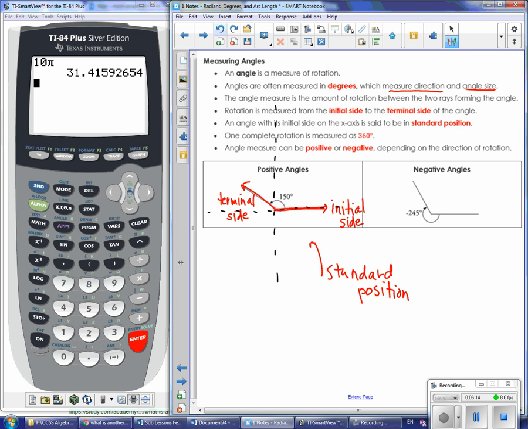The alternative would be if I were looking at an angle such as this, or like this. That would be a different type of angle. Neither one of these angles would be in standard position, and it wouldn't matter what you called the initial side or the terminal side. But we're going to focus on all angles that are in standard position, so the initial side is going to be on the x-axis. And again, that would be my terminal side.